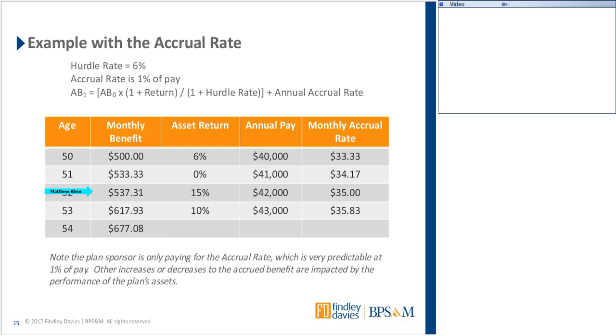So the idea here is that while the monthly benefits are going to fluctuate, the plan sponsor's cost is going to be very stable throughout the lifetime of this plan.